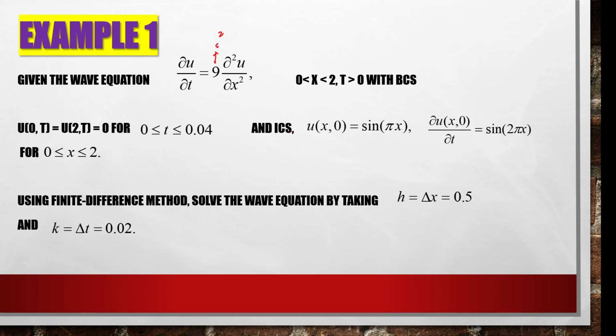The initial condition u(x,0) equal to sin pi x, and del u del t when t equal to 0 is sin 2 pi x, x from 0 to 2. Using the explicit finite difference method, solve the wave equation by taking h equal to delta x equal to 0.5 and k equal to delta t equal to 0.02.